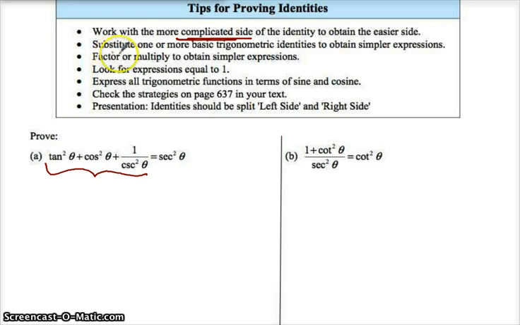The second thing, substitute one or more basic trigonometric identities to obtain simpler expressions. Factor and multiply. Look for expressions equal to 1. That's your sine squared plus cosine squared stuff. Or your tangent when you replace the other ones with tangent and cotangent, secant, cosecant. Express all trigonometric functions in terms of sine and cosine. That's true. Read through these strategies.